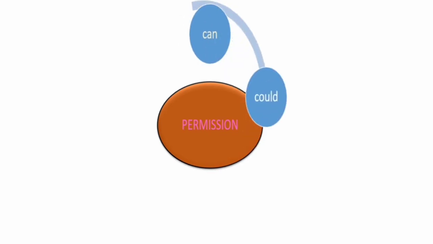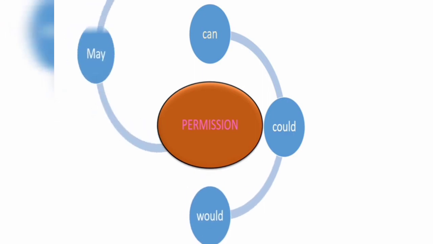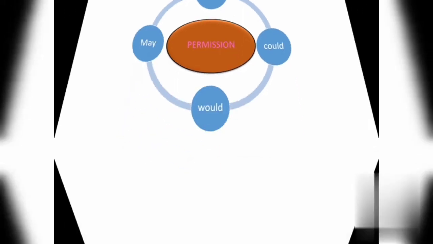Let's have another example. We can use modal verbs to show permission. And what are these modal verbs? Can, could, would, and may. Hope you are following. Great.